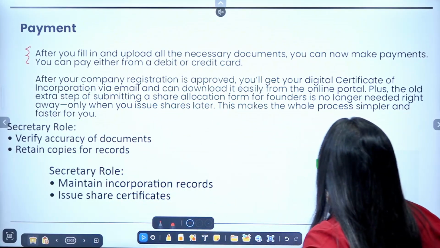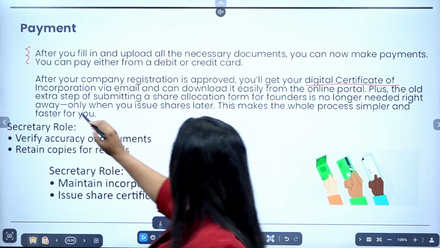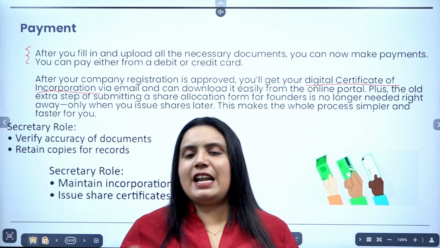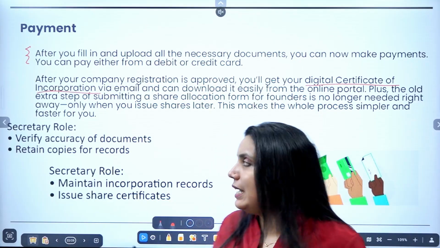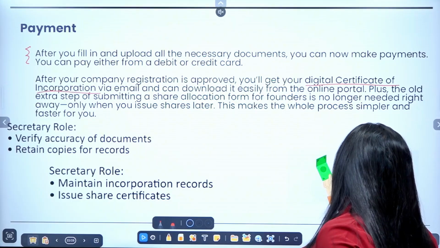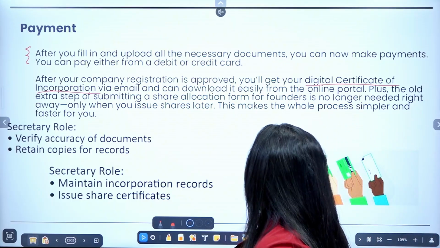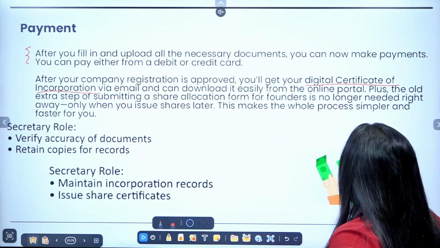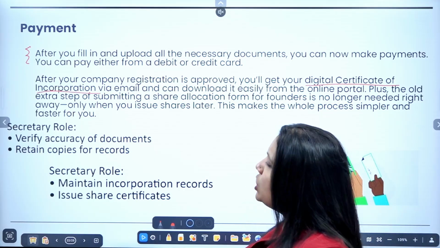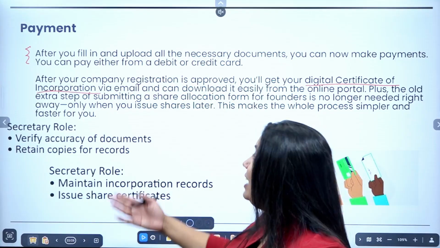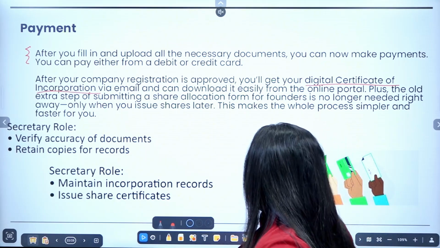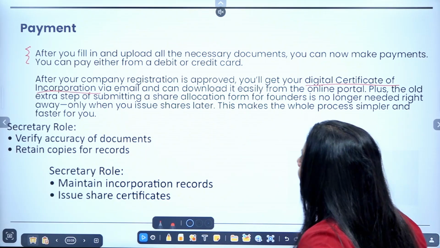So once your company is registered, you will get your digital certificate of incorporation via email, because now ROC is going for a paperless structure. So more than giving the certificate of incorporation, usually they will send a digital certificate of incorporation, and you can download it easily from the online portal. Plus, the old extra step of submitting a share allocation form for founders is no longer needed right away. So earlier there was a requirement to submit a share allocation form. That is not a requirement now to do it right then, right? Only when you issue shares later. Later, when you issue shares only, you have to do the share allocation form. This makes the whole process simpler and faster for you.